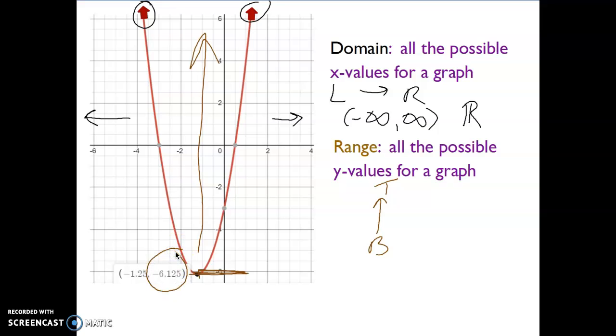So this graph, the lowest that it goes is negative 6.125. Okay, and you can see that I have a square bracket right here because it actually touches negative 6.125 right there. That's included. And those arrows tell me it's going on and on forever up. So it's going to go to infinity. And you'll remember from last year, we never include infinity because you never actually reach it.